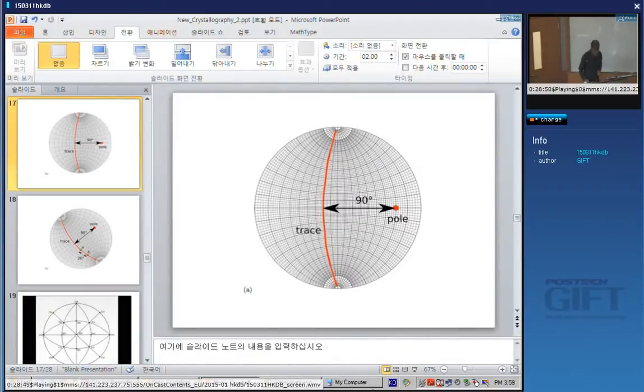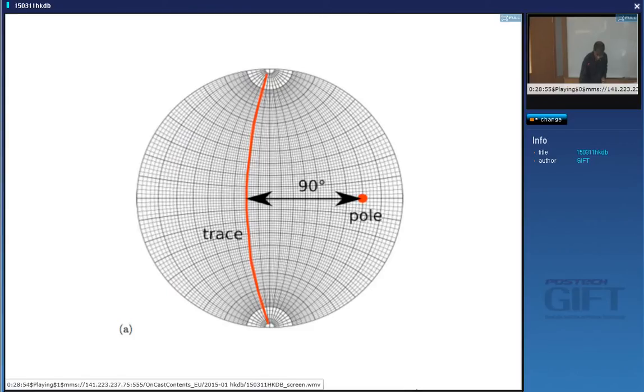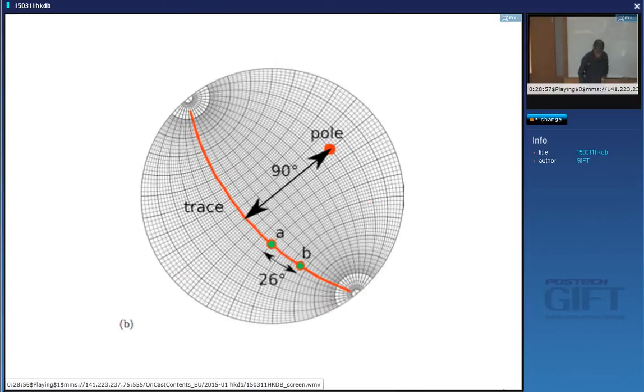Here's another example. In order to measure the angle between A and B, I must actually have both of those points on this great circle. Is everyone happy with that? So you just rotate the stereographic net with respect to your stereogram until they both lie on the same great circle. Okay, so we've dealt with great circles.